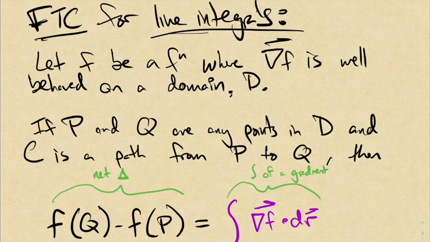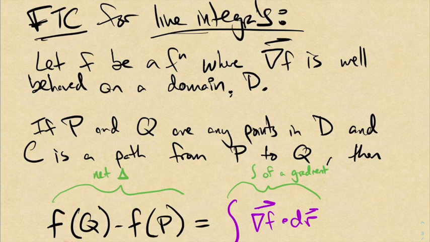Alright, welcome back. In the last video, I told you about the fundamental theorem of calculus for line integrals, which allows us to evaluate a line integral of a gradient function by looking at the potential function evaluated at endpoints. Remember, a potential function is kind of like an antiderivative. It's the function whose gradient is our vector field.